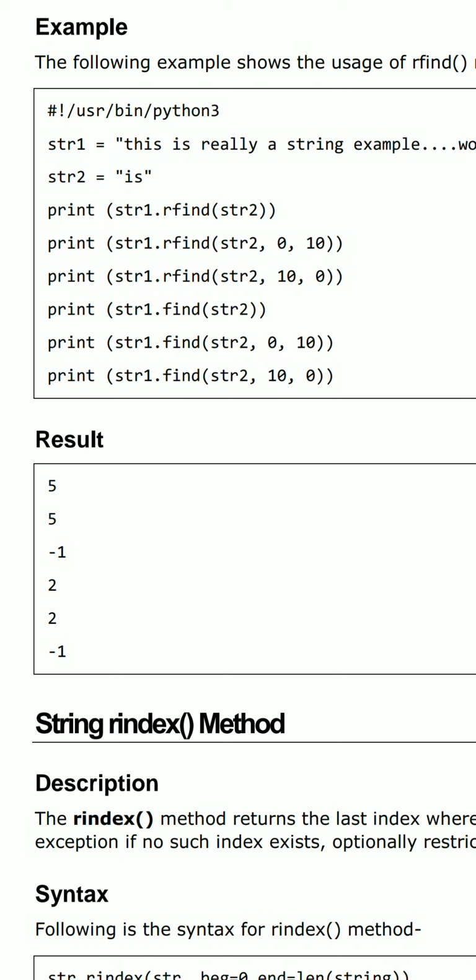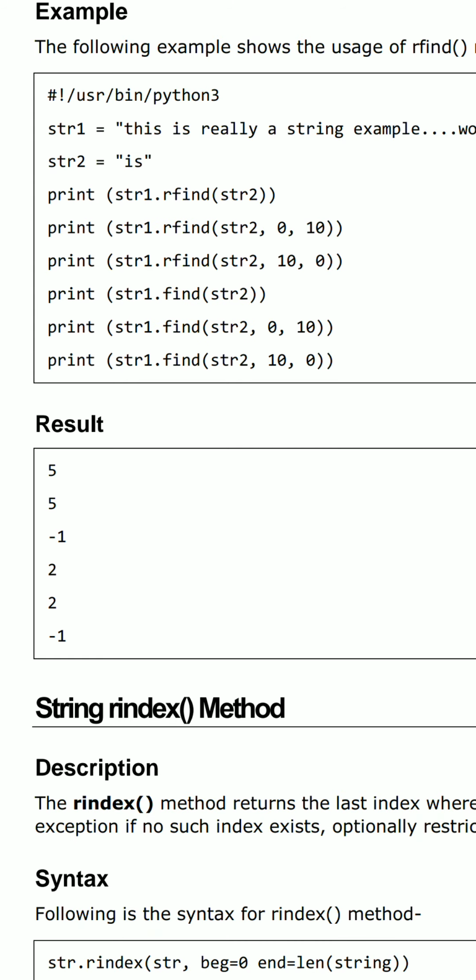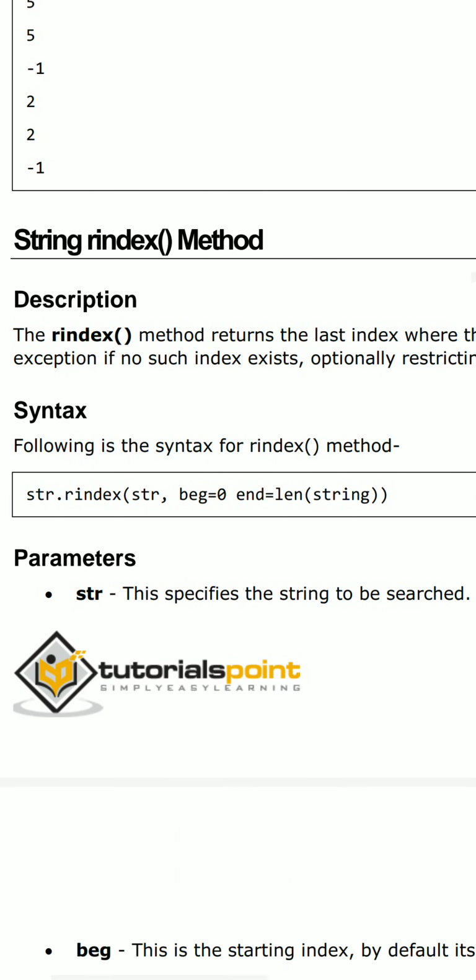Consider the fourth print statement, str1.find(str2). It simply finds str2 in str1, which is found at the second position. Next one is str1.find(str2, 0, 10), and it found the string at the second position. And consider the last statement, print(str1.find(str2, 10, 0)). This statement doesn't return any index, that means it hasn't found any string in str1, that's why it returns the output -1. So that is about the rfind method.